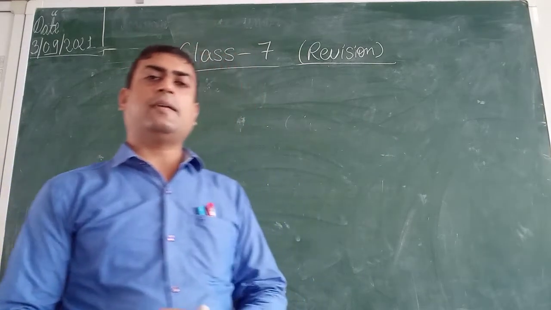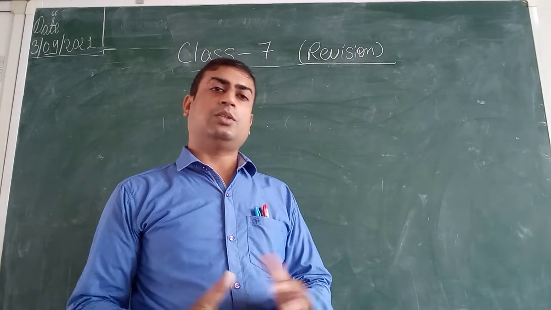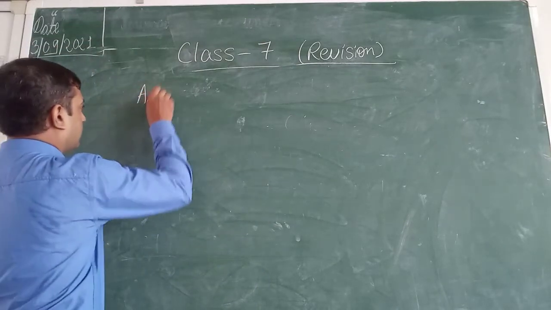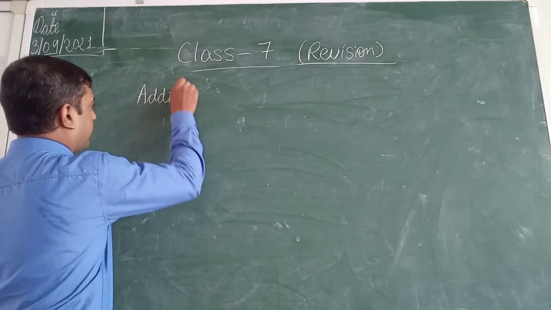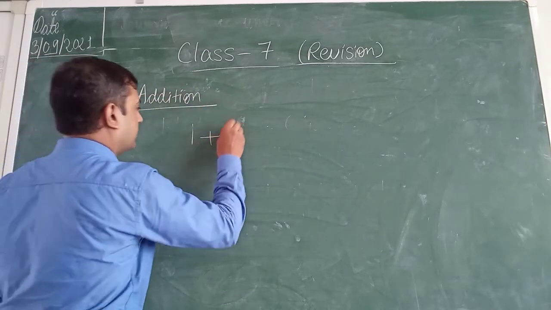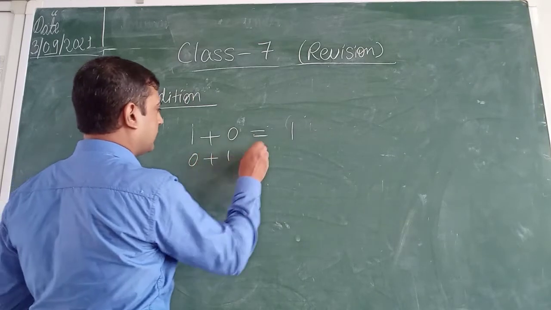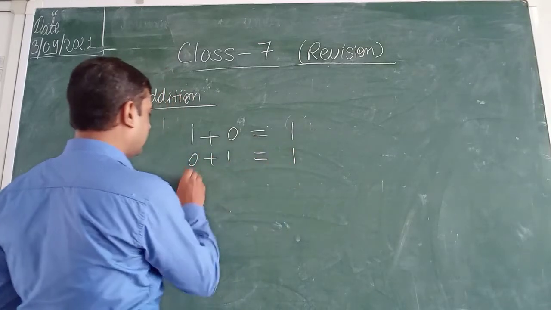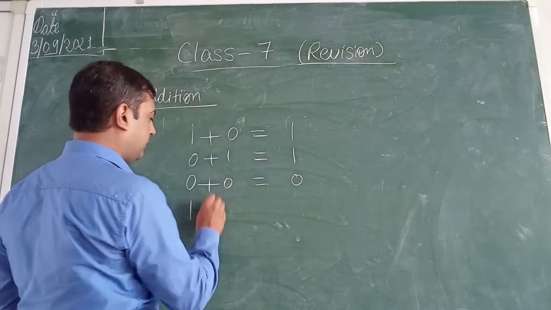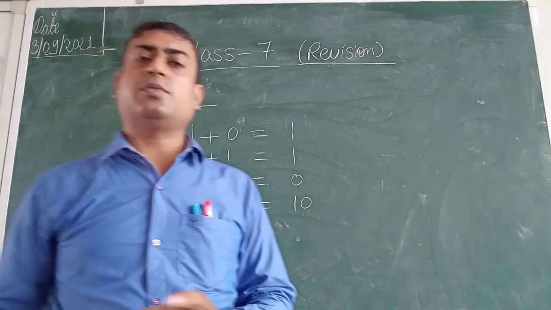Now in addition you have to write the numbers one above the other and you must follow some rules. 1 plus 0 equal to 1, 0 plus 1 equal to 1, 0 plus 0 equal to 0, and 1 plus 1 equal to 10. This you have to follow.